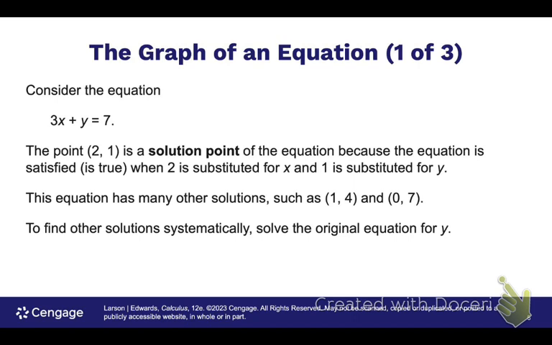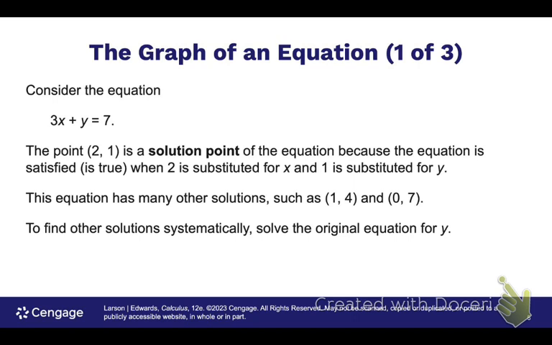So if we have the equation 3x plus y equals 7, the point (2, 1) is a solution point of the equation because the equation is true when 2 is substituted in for x and 1 is substituted in for y. So if I plugged in a 2, I get 6 plus 1 equals 7. What if I plugged in 1? What would y have to be? 4. So are there multiple solution sets? Yes. (0, 7).